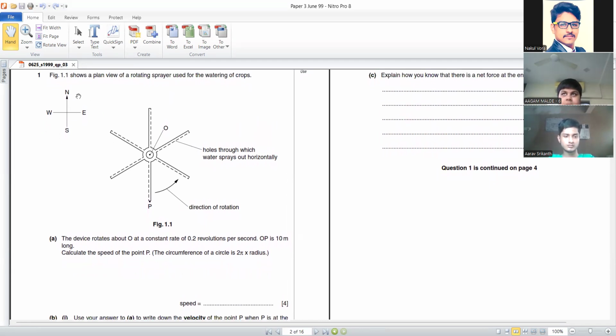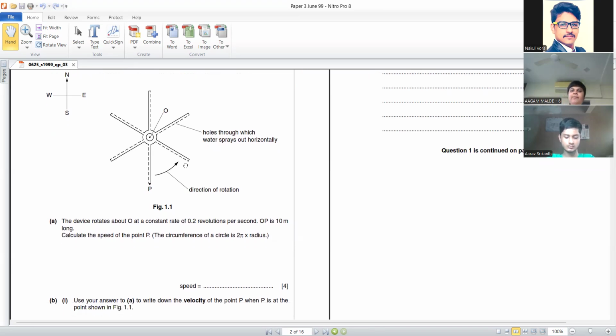We have this question one, which is showing a plan view of a rotating sprayer. It's a rotating sprayer. इसमें spray होता है. Spray समझ में आता है? Do you understand what is spraying? Spraying water, it is used to water the crop basically. And we've got this north, south, east, west symbol also, and we have this sprayer. Now, once they give you this north, south, east, west, that means they are going to talk about the direction, which we understand very clearly. So they will ask some question pertaining to your direction and stuff.